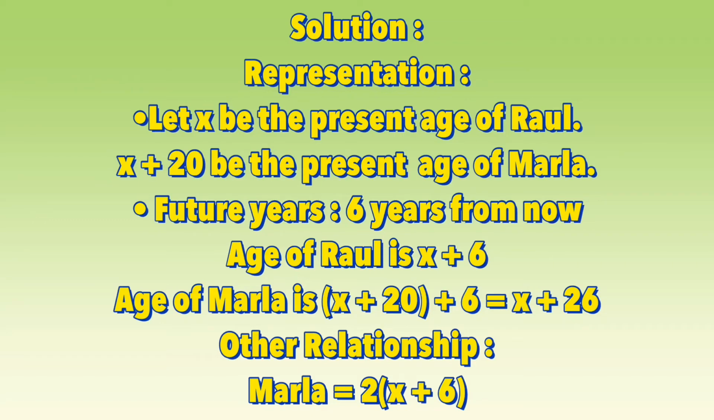The age of Raul is x plus 6 because we're going to add 6 years to the present age of Raul. Age of Marla is x plus 20 plus 6 equals x plus 26. So we simplify, it is equivalent to x plus 26, the age of Marla in the future years. And we also have to consider the other relationship stated in the problem, that Marla's age will be twice Raul's age.